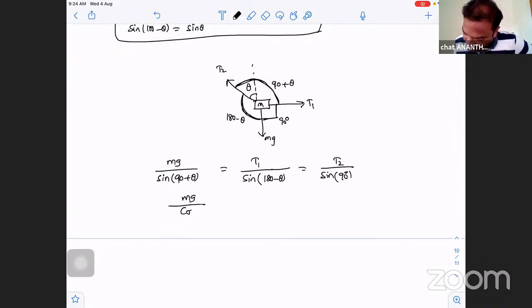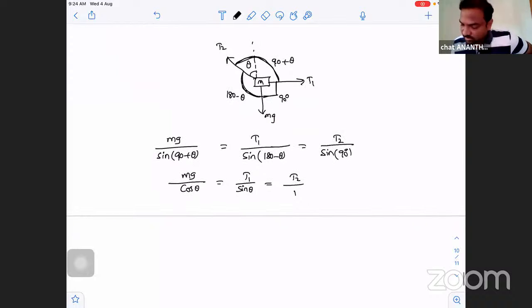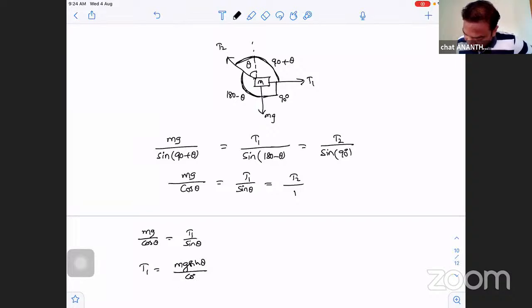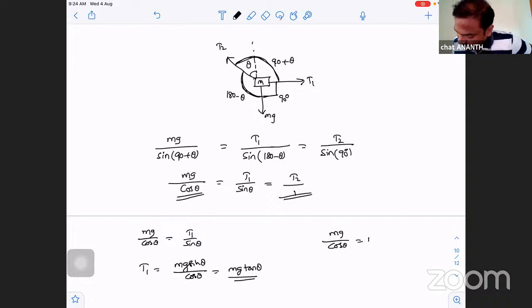So mg by sine of 90 plus theta, that is cos theta. T1 by sine of 180 minus theta, that is sin theta. And T2 by sine of 90, which is nothing but 1. Okay? So if I take the relation mg by cos theta equal to T1 by sin theta, then T1 is equal to mg sin theta by cos theta, which is mg tan theta. This is the T1 value. Now these two are equal, so mg by cos theta is equal to T2. Directly you get the value of T2 is equal to mg by cos theta.